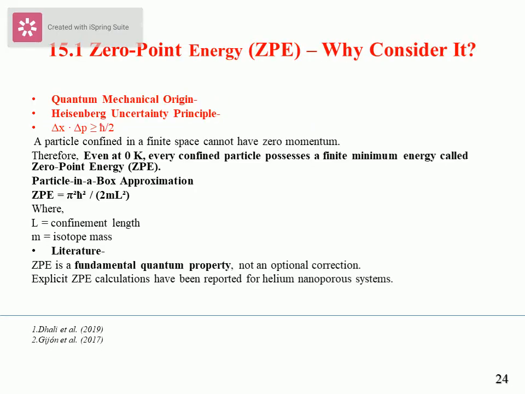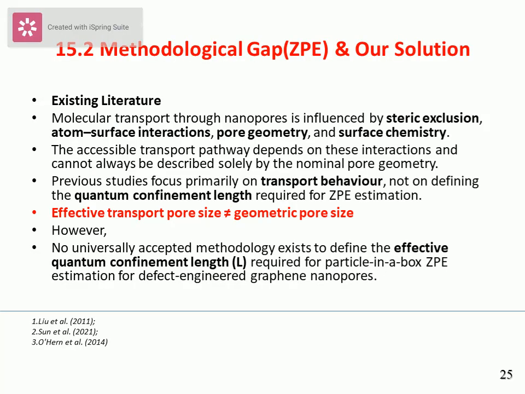So the question is, why consider zero point energy? Zero point energy is a most fundamental property. It comes from the Heisenberg uncertainty principle. Even at 0 Kelvin, a confined particle has some energy. It depends on mass, so helium-3 and helium-4 isotopes differ. Literature confirms that ZP is real. We must consider it. Now, here is the key gap we identified.